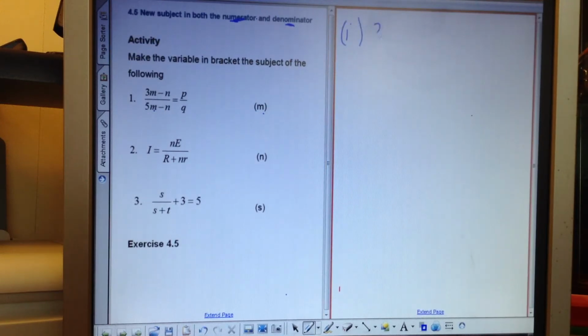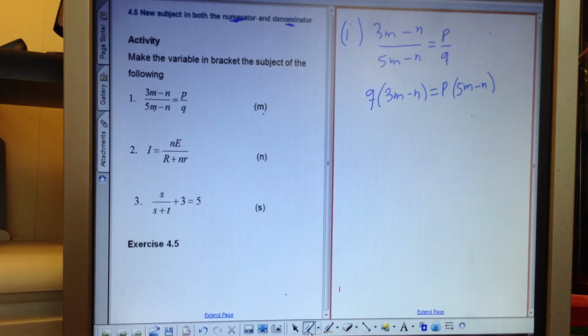1. We have (3m minus n) over (5m minus n) equals p over q. Straight away we notice there is a fraction in this equation, so we start by clearing the fraction. We multiply the left hand side by q and the right hand side by 5m minus n. So we're going to get q into brackets 3m minus n equals p into brackets 5m minus n. So we have gotten rid of the fraction.